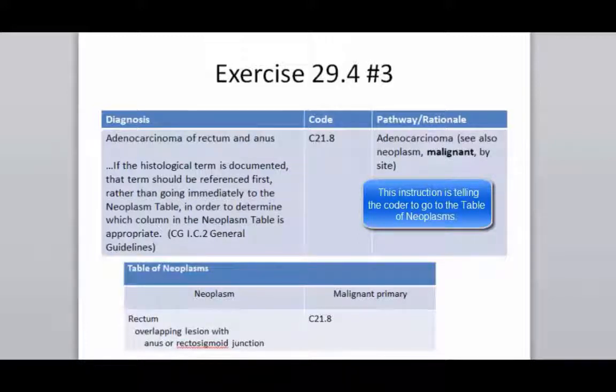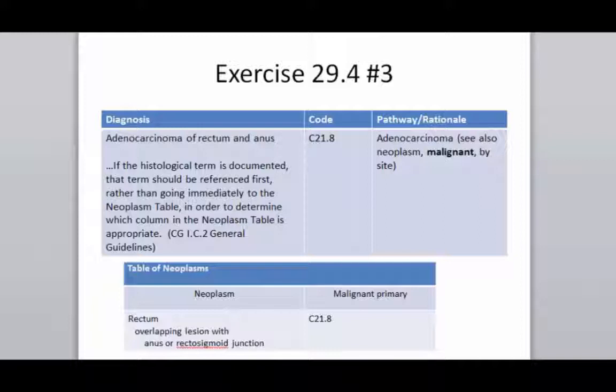Okay, so we're going to look up our pathway of adenocarcinoma, and it's going to say, see also neoplasm, malignant, by site. So in this case, instead of taking you to the alphabetical index, because I'm trusting that you're beginning to get the gist of this, we'll go straight to the table of neoplasms, and our main term will be rectum. Then it's going to be indented with overlapping lesion, with another indentation, anus or rectosigmoid junction. So let's go to the table of neoplasm.